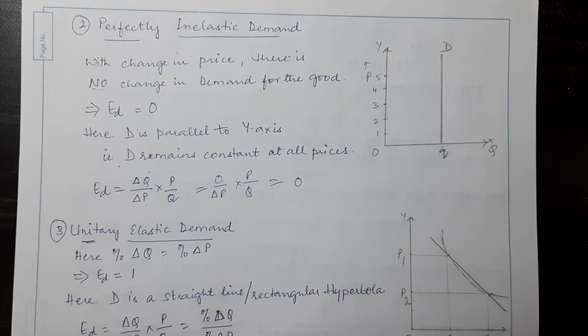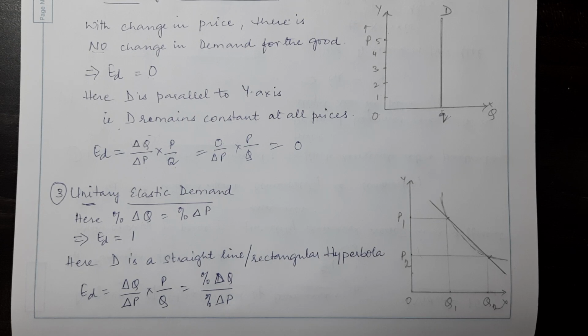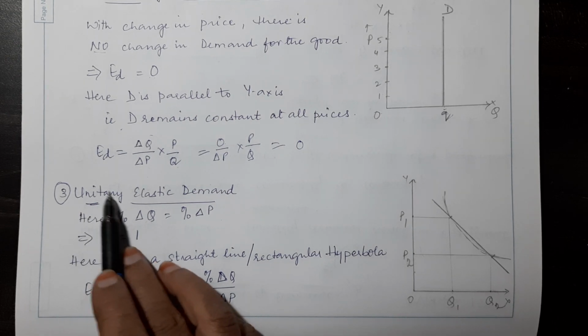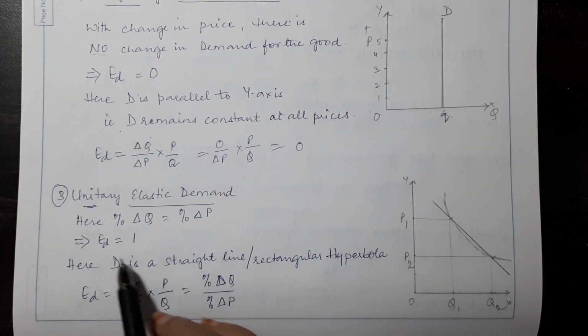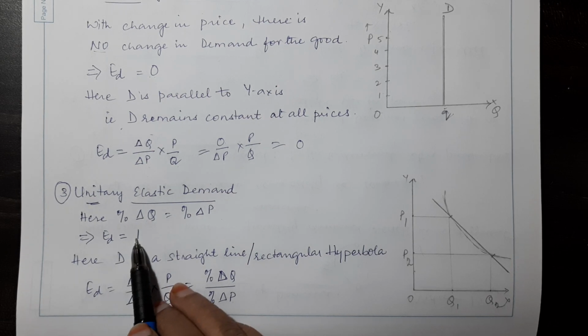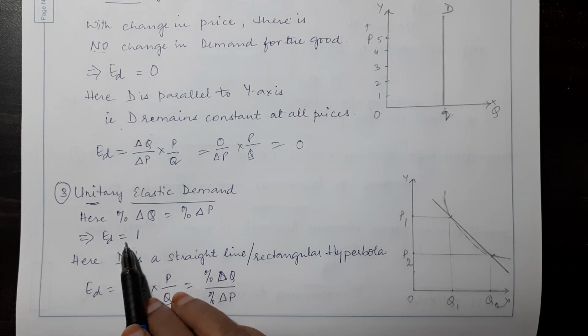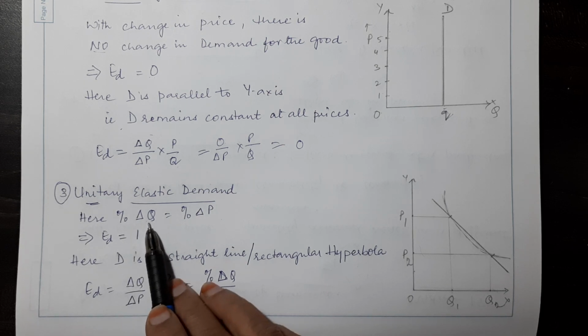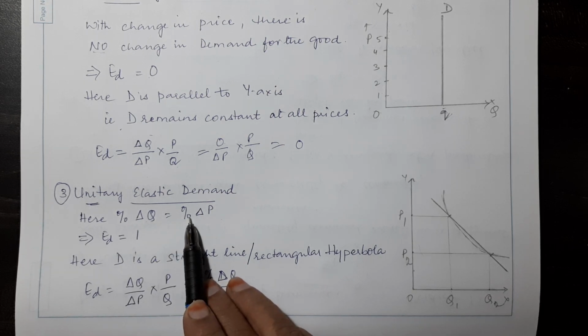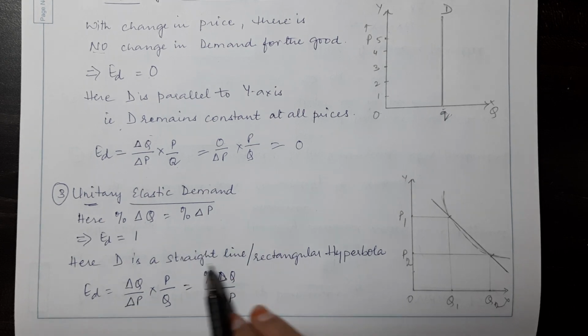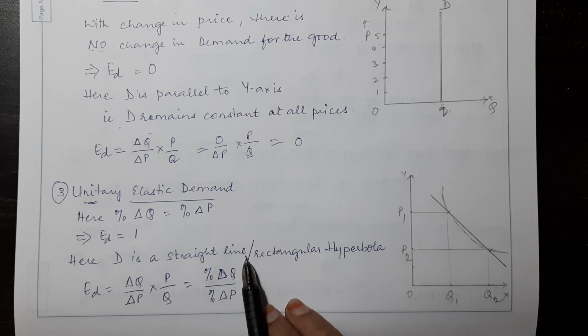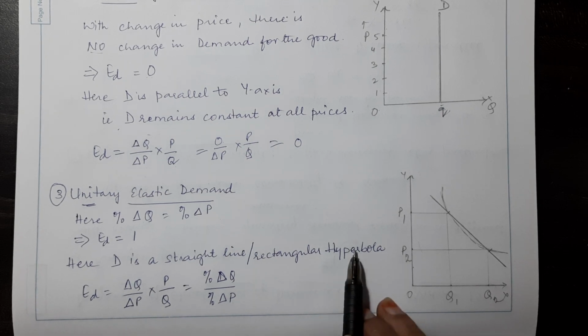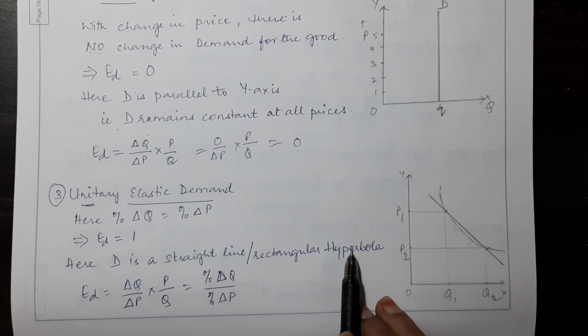Now the third degree is unitary elastic demand. Now as the name tells us, unitary, unit, that is 1. So here ED will be equal to 1. When can ED be equal to 1? When the percentage change in quantity and percentage change in price both are equal, isn't it? So here the demand curve will be a rectangular hyperbola, in other words.